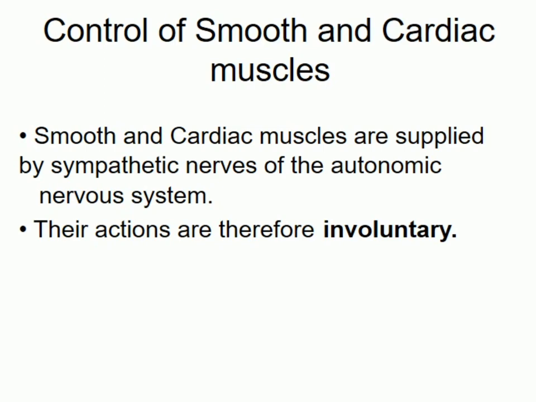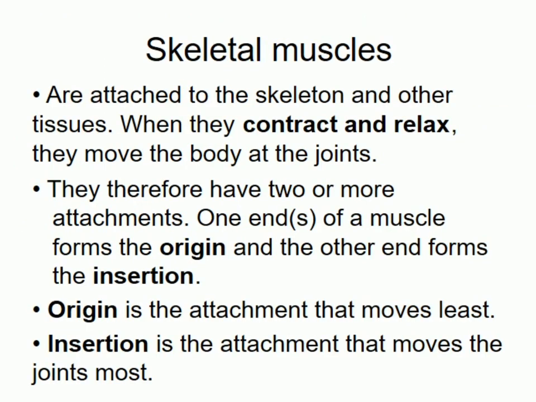So their actions are therefore involuntary. While in skeletal muscles, we know that the contraction and relaxation is controlled voluntarily. And this is simply because of the proprioceptors. As I told you, we have the proprioceptors. Proprioceptors take information from the skeletal muscles and send it to the brain. They are always present in tendons. They take information from tendons regarding the muscle condition, either it is contracted or it is relaxed.